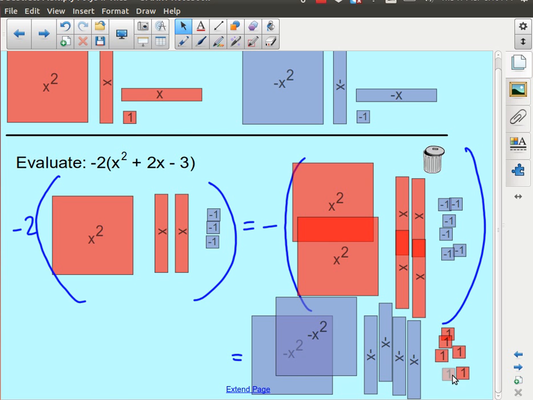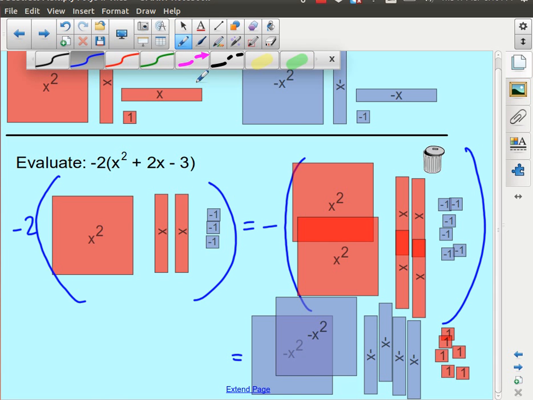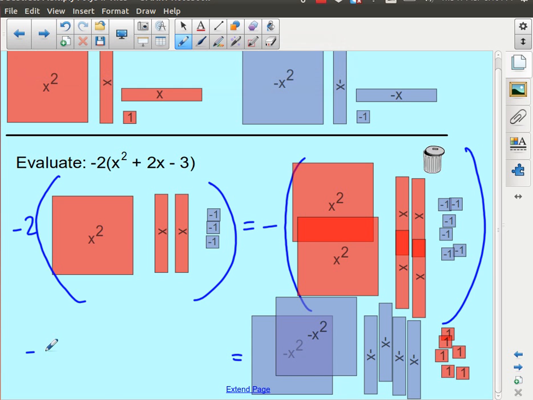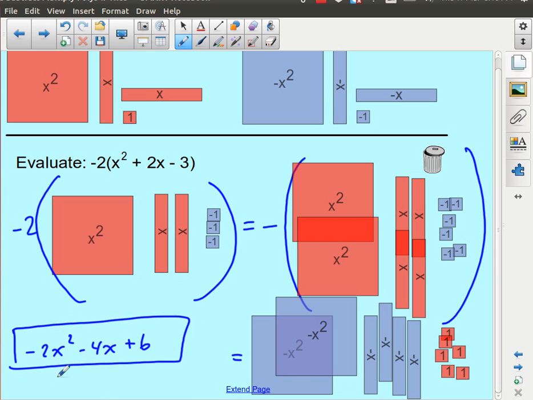You're counting out tiles, but remember, these are a visual aid. These are to help you out if you're not able to do some of these operations, or if you're not super comfortable with these operations entirely algebraically. So what do I have here? I have negative 2x squared minus 4x plus 6. And there is my final answer.